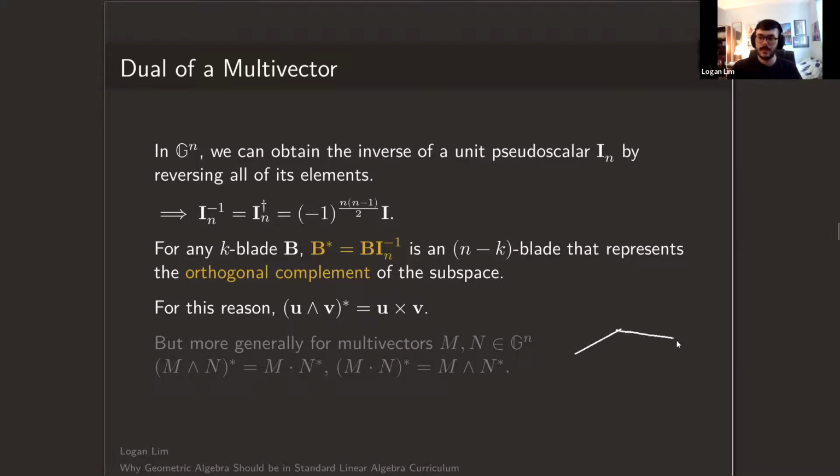So what does that mean? Say we have this bivector here. It's oriented in this way. Say it's UV. And actually, the dual of this would be this vector, right? That's the orthogonal complement. But more generally for multivectors, it's this formula here, but I don't want to get into it because it's a little more complicated than I'm intending.